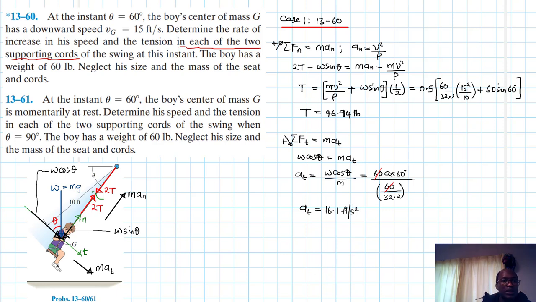I think this is about it. We found the tension, which is about 46.94 pounds in each cable, and then we found the rate at which the speed is increasing.